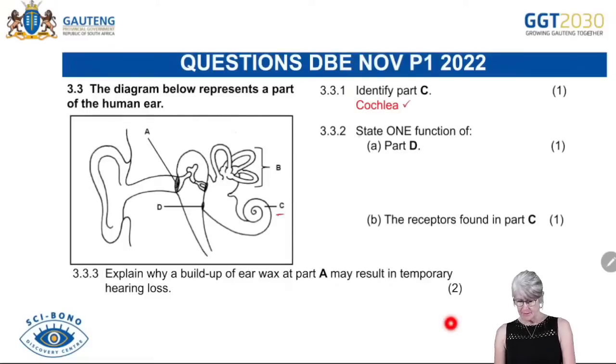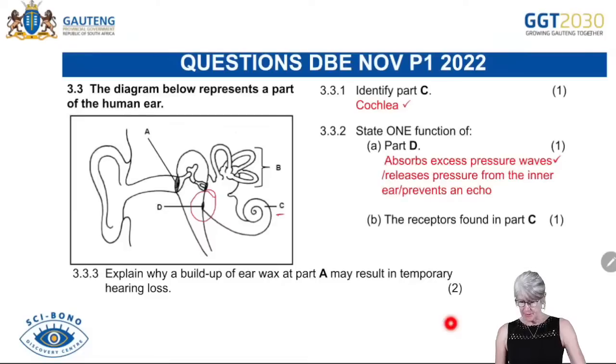Okay, it's the cochlea. Then they say state one function of part D. If we have a look, here's part D. And remember, at the end of the tubes of the cochlea, there's another little membrane called the round window, and that round window acts like a pressure valve. So it releases excess pressure waves so that you don't have ringing in your ears. It's going to absorb the excess pressure waves or release the pressure wave from the inner ear, and it prevents the echoing.